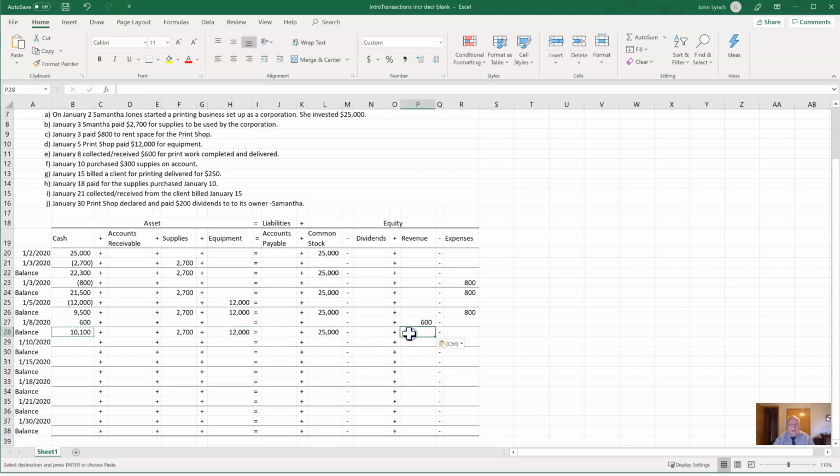It takes longer and longer to do this. If we do the same type of thing, we notice this side added up equals 24,800, in case you can't see that right there. And on this side we have 25,000 plus 600 gives us 25,600, minus 800 gives us 24,800.